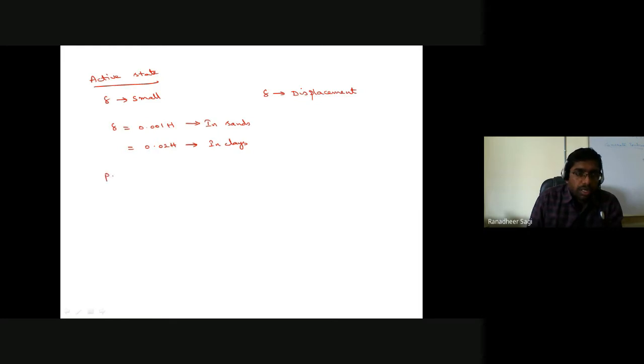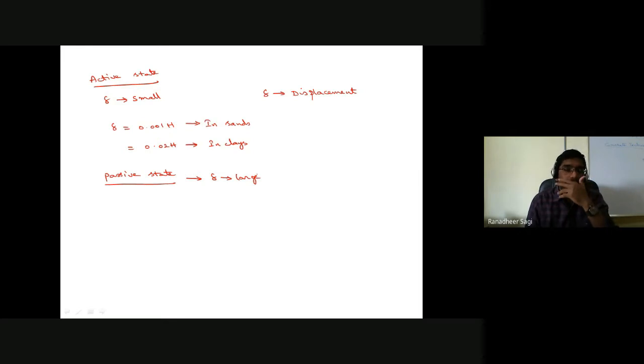And coming to the case of your passive state, as we said, the delta value is relatively large when compared to the active state, in the sense of the amount of displacement you are going to have in your retaining structure before the soil is said to be undergoing failure. So that amount of displacement in the retaining structure towards the soil is relatively more, or large, or higher when compared to the active state.